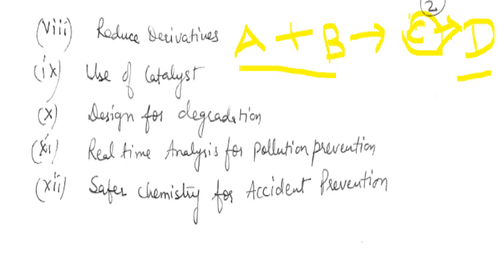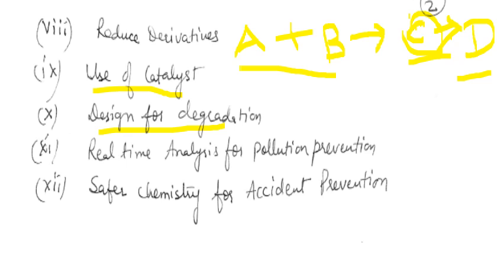The next principle is the use of the catalyst. The catalyst, you all know, enhances the rate of the reaction. So using the catalyst in the reaction, the faster the reaction takes place, and it minimizes. Again, if we use the catalyst, we minimize such kind of intermediates like the C formation. So we can go for minimizing such intermediates or derivatives. Then the next principle is designing for degradation.